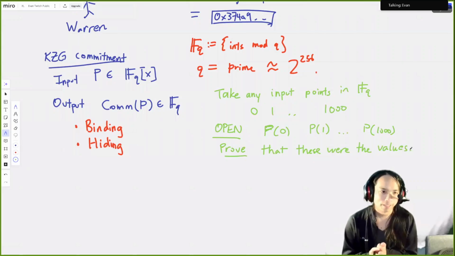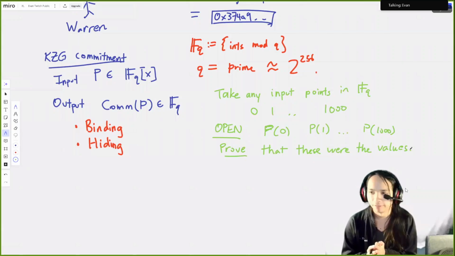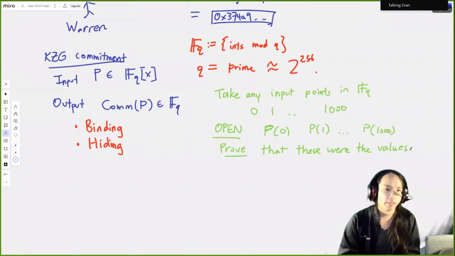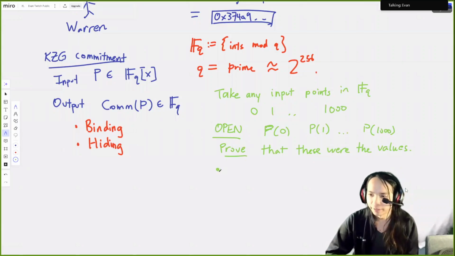So it's kind of a lot like, you can imagine it as instead of just one envelope, you actually have an envelope for every input point, where I can open the commitment at just that input point. And this has the following properties. One is that it still doesn't tell you anything else except those values.